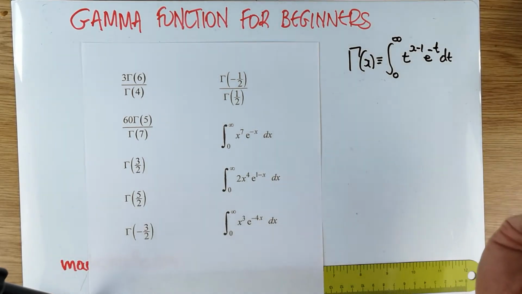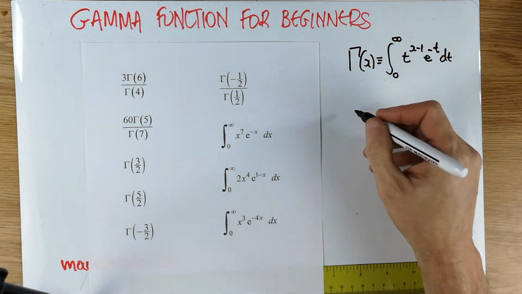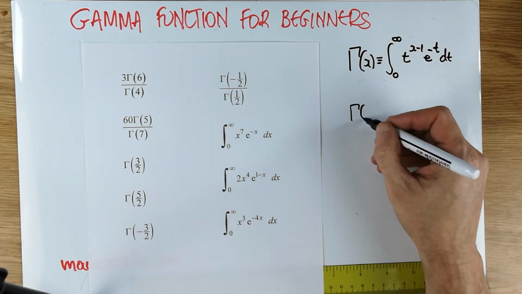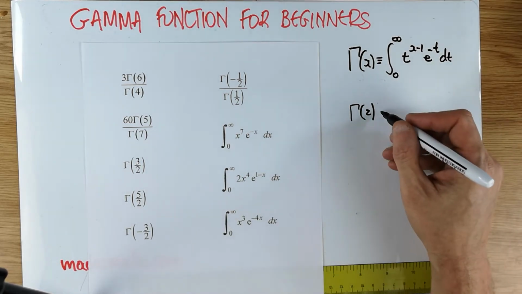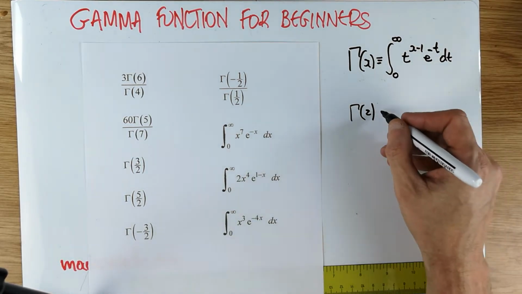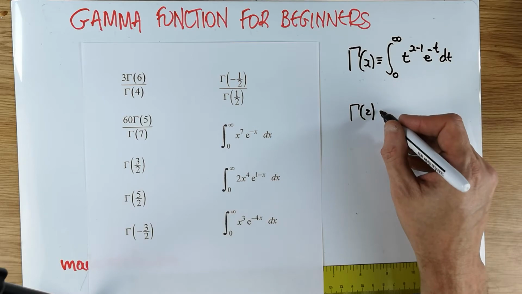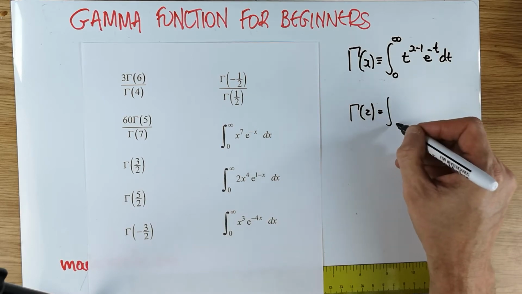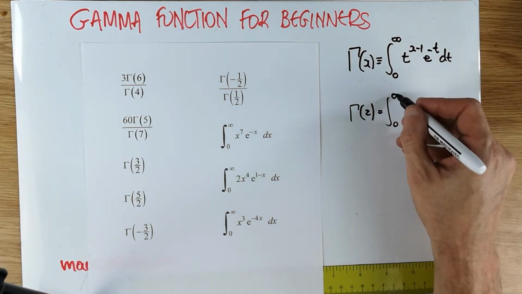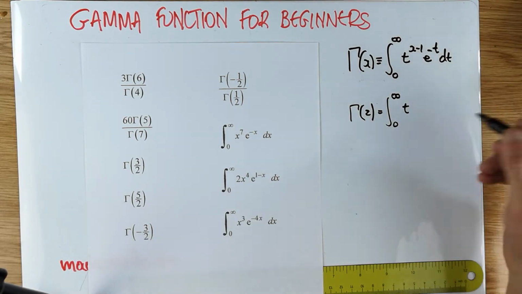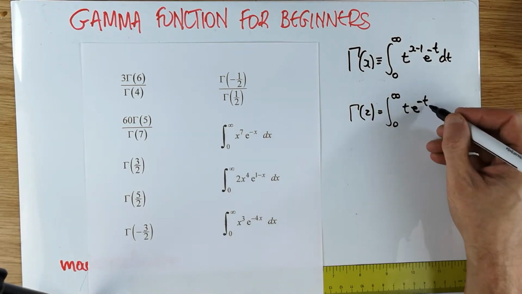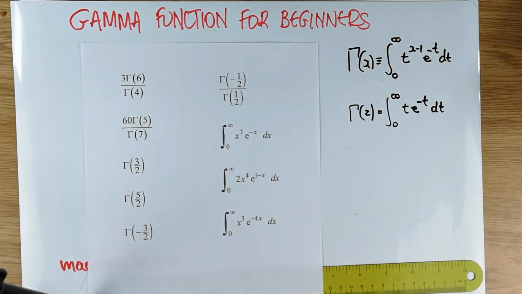So just to give you a bit of an idea of what's going on, if you have the gamma of 2, for example, what is the gamma of 2? We'll see in a minute that it's actually very easy to write an answer for that, but if you didn't know, you would say, looking at this definition, this is t to the power 2 minus 1, so it's t e to the minus t, which is a standard integration by parts. You will evaluate that and you'll get an answer.